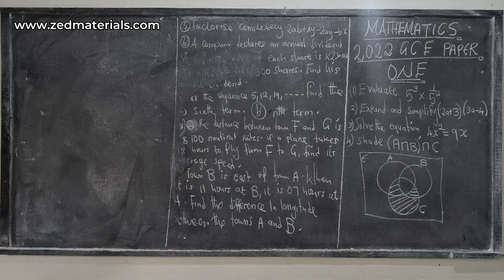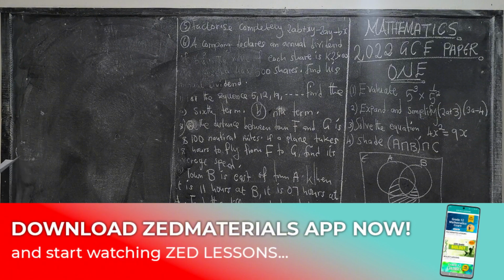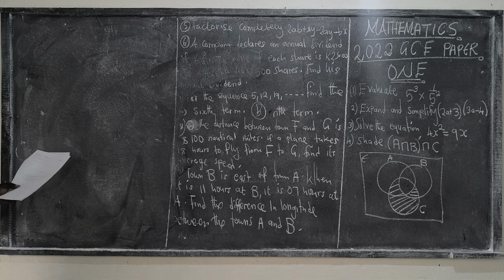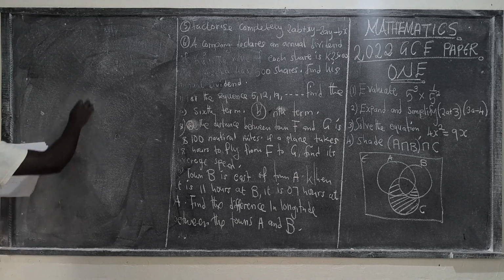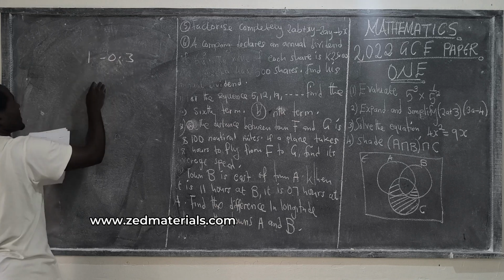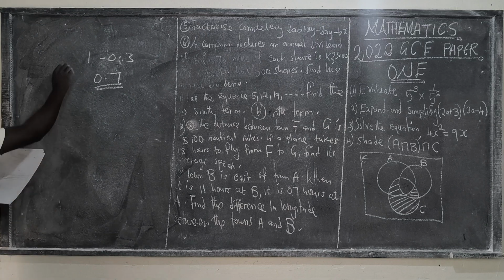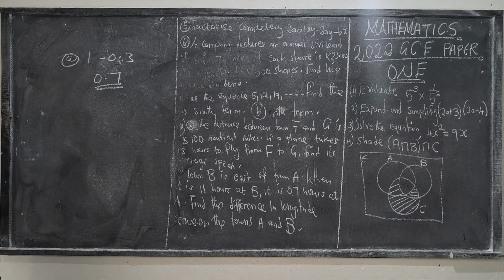Okay, question number 10. It is saying 10A, the probability of Kaskul waking up late is 0.3. What is the probability that she will wake up early? This is probability. We explained again, it is a grade 11 topic. Okay, so 0.3. So the probability always is a chance of 0 to 1. So we are going to say 1 minus 0.3, which is giving us 0.7. This is your answer. This is A. So you have 0.7.